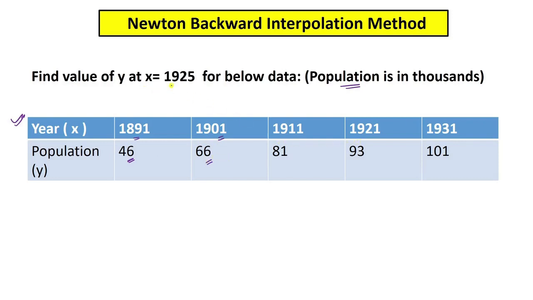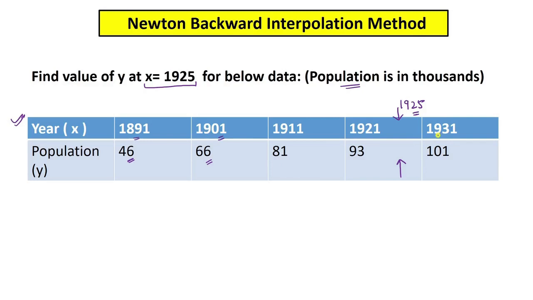Now, we are asked to find the population in the year 1925. That means 1925 will lie between 1921 and 1931, that is at the end of the table. So what will be the value of y, that is, what will be the population in the year 1925? Now, as 1925 is at the end of the table, we will be using the Newton backward interpolation method.